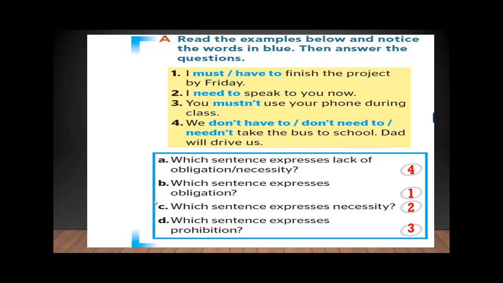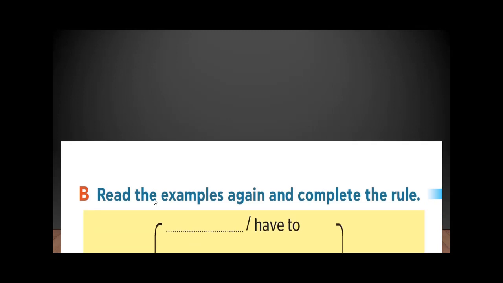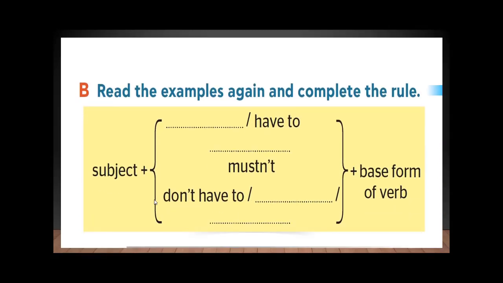It's against the rules. Let's move to exercise B. Read the examples again and complete the rules. As you can see, the sentence is formed like this. We have the subject, followed by the modal verb, and then comes the base form of the verb.